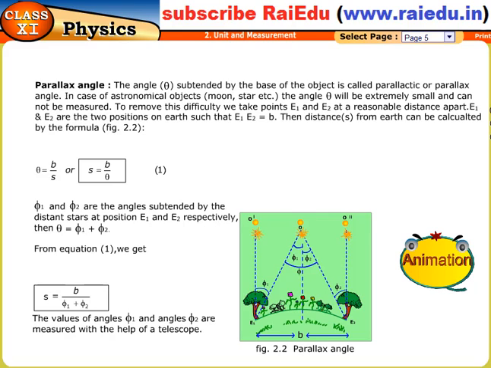Phi 1 and Phi 2 are the angles subtended by the distant star at positions E1 and E2 respectively. Then theta equals Phi 1 plus Phi 2. From equation 1, we get S equals B upon (Phi 1 plus Phi 2). The values of angles Phi 1 and Phi 2 are measured with the help of a telescope.